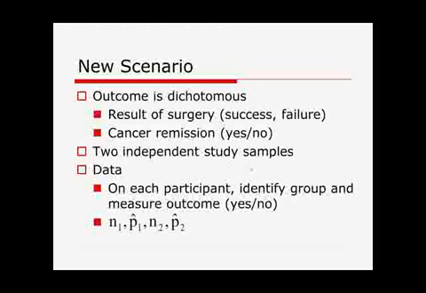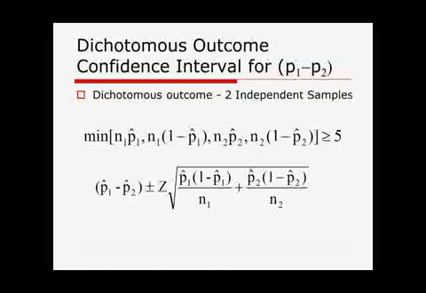If you have a dichotomous outcome and two physically separate groups, so again, a yes-no response on each person, you know what group they came from, and then you know their yes-no response. You could do a confidence interval estimate for the difference in proportions.